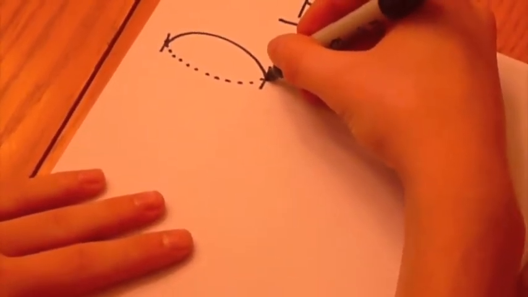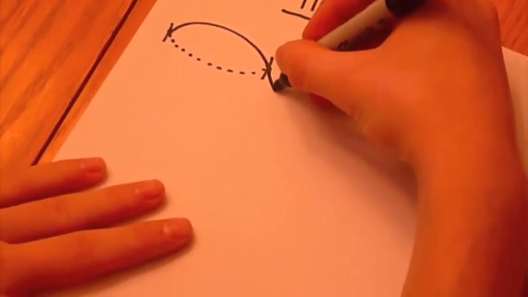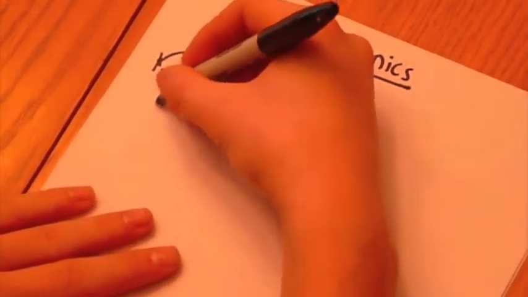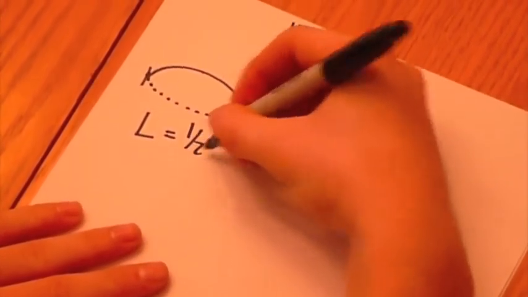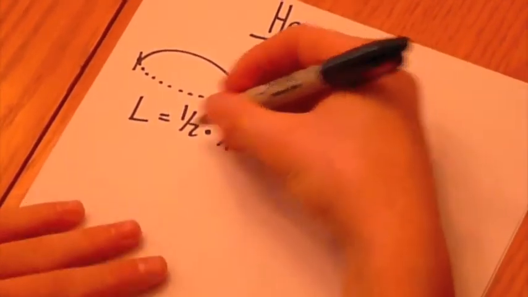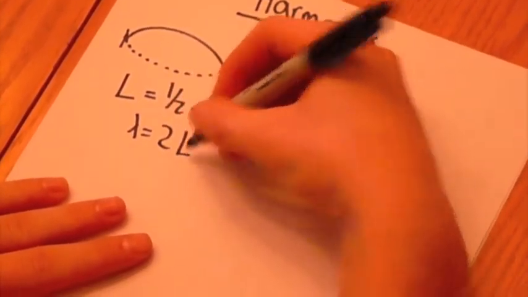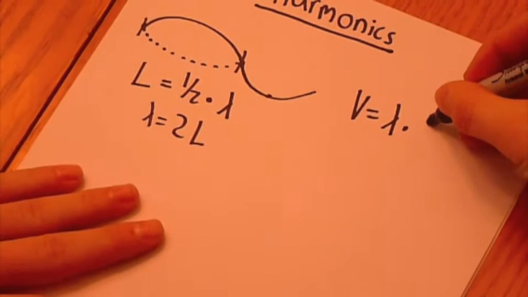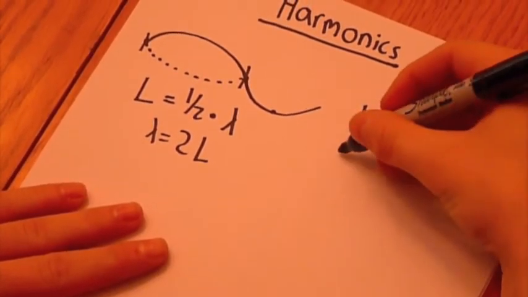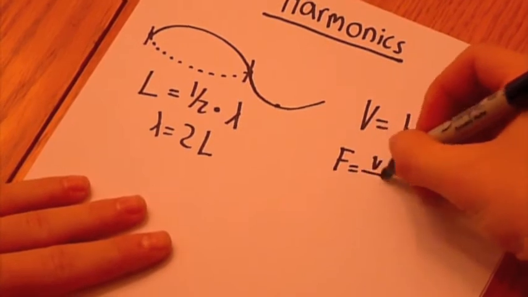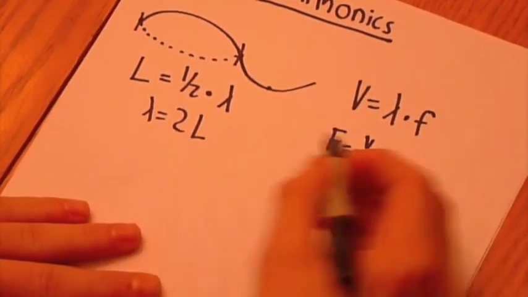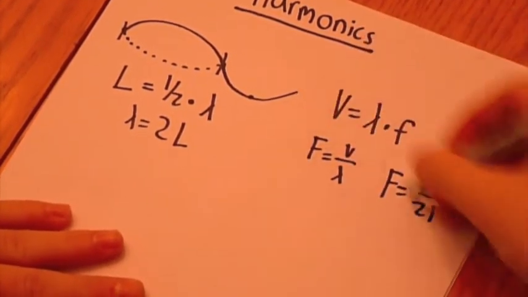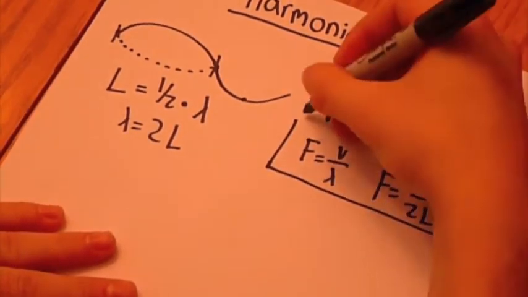It would be considered 1/2 of the wavelength. For example, if you had the other side of the wave here, this would be the wavelength, and the length is 1/2 of that. So L for length equals 1/2 times wavelength. Through this, we can find that wavelength equals 2L. Using a formula that we've already learned, velocity equals wavelength times frequency, we can adjust this so that frequency equals velocity over wavelength. Inputting this into here gives us that frequency equals velocity over 2L. Either one of these formulas is correct.